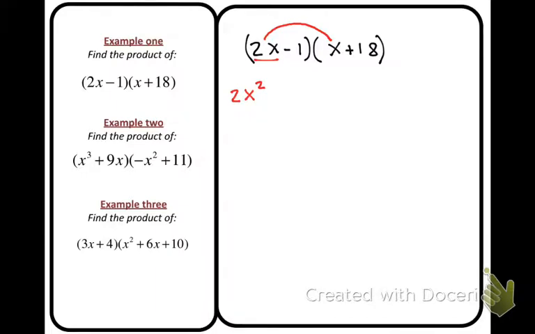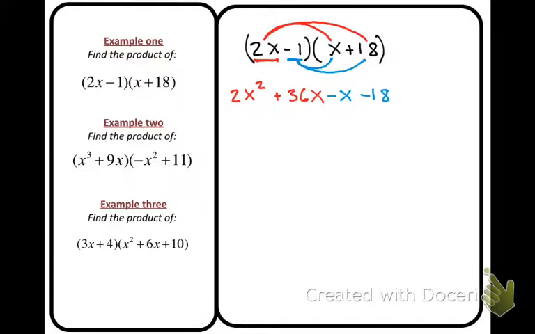Now we're going to take that same 2x and multiply it to the outsides, right? So 2x is on the outside, 18 is on the outside. That's where that O comes from. So 2x times 18, 2 times 18 is 36, and then that x just hangs on to there. It's 36x. Now we're going to take our negative 1 and distribute that as well, which is multiplication. So negative 1 times x gives us negative x, and negative 1 times 18 gives us negative 18.